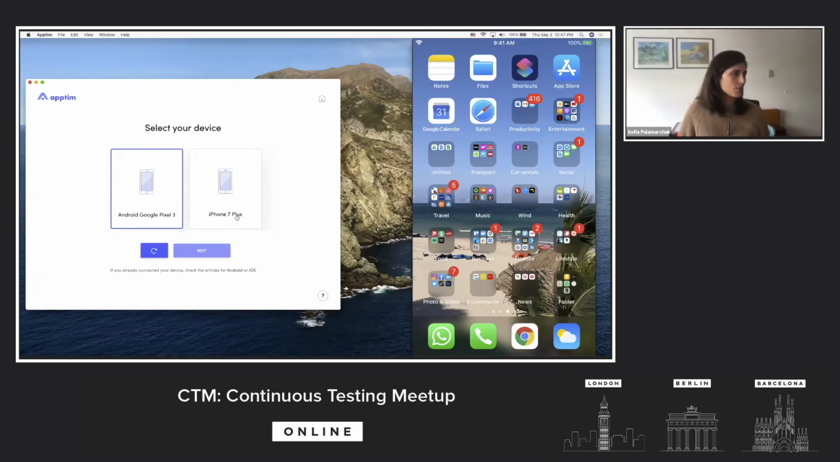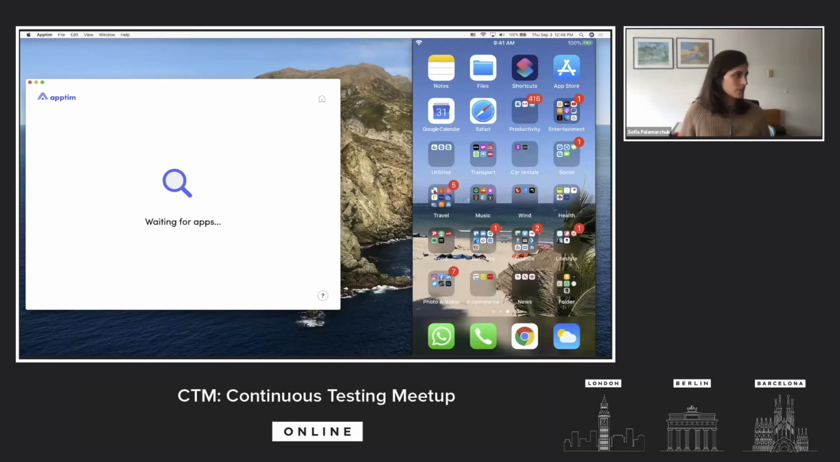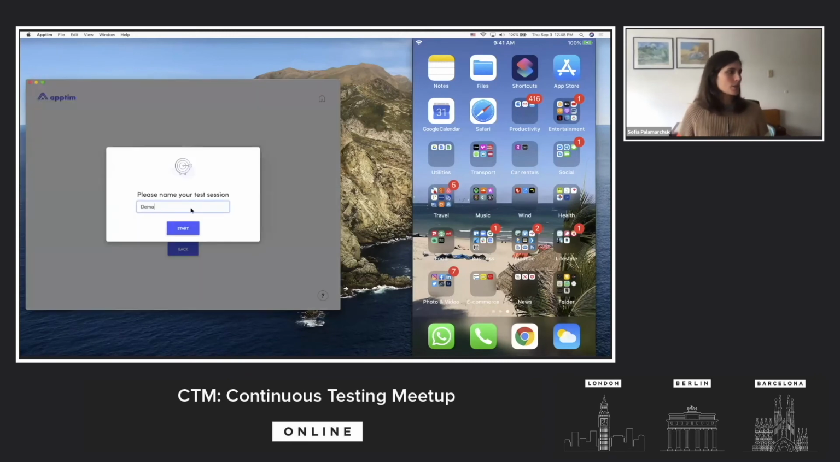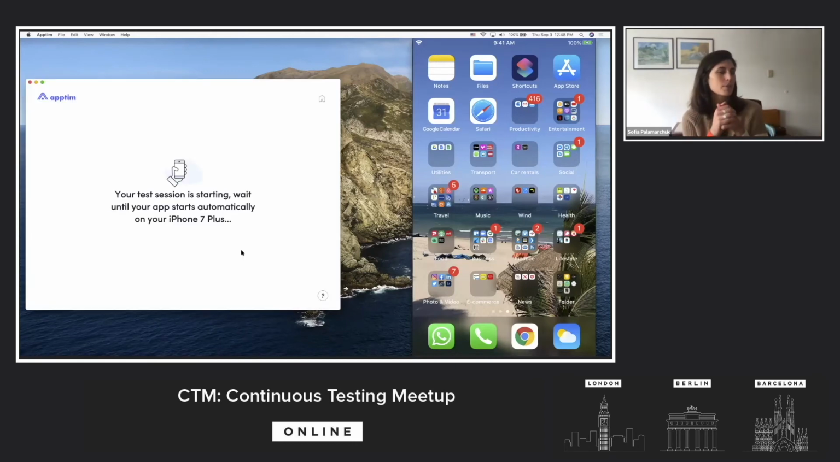I'm going to choose my iPhone. And I'm gonna choose the app that I'm gonna test. In this case, it's a demo app that we built at Apptim. I'm just gonna start a quick exploratory test, which I named demo. And basically, we'll connect to the device. I'll start testing. The app is gonna be launched by Apptim.